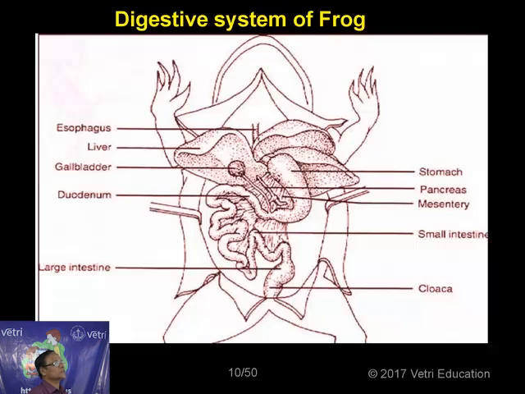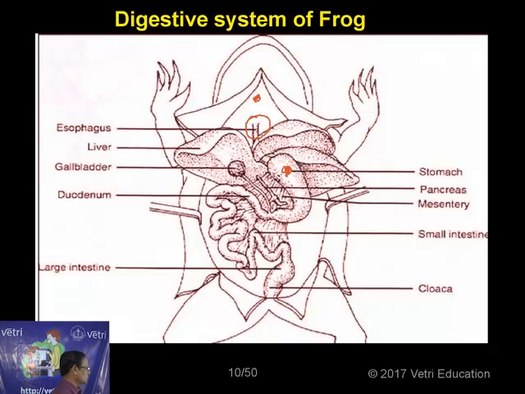Now this is the digestive system showing the organization of the different organs in the system. This is the buccal cavity. We have a short esophagus, not very long, and this leads into the stomach. This part is the stomach. The stomach is followed by the intestine.